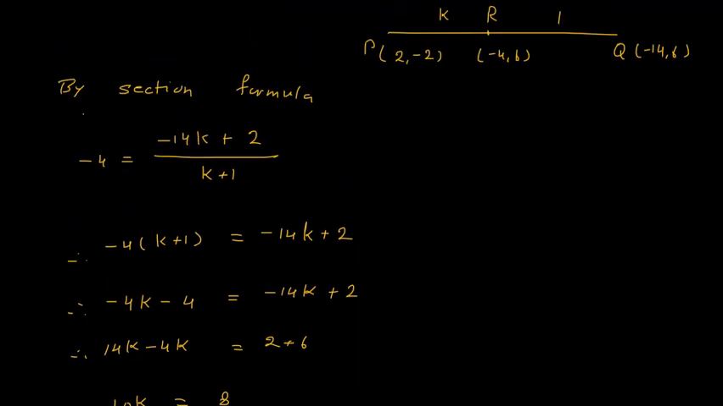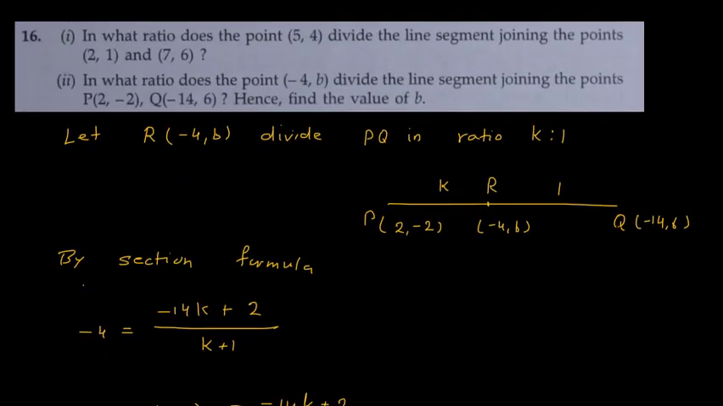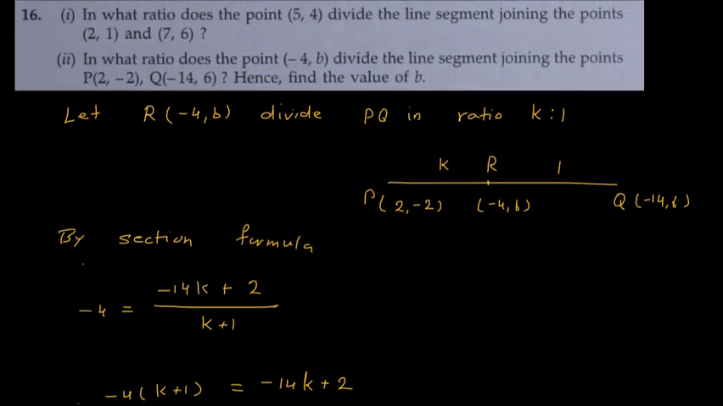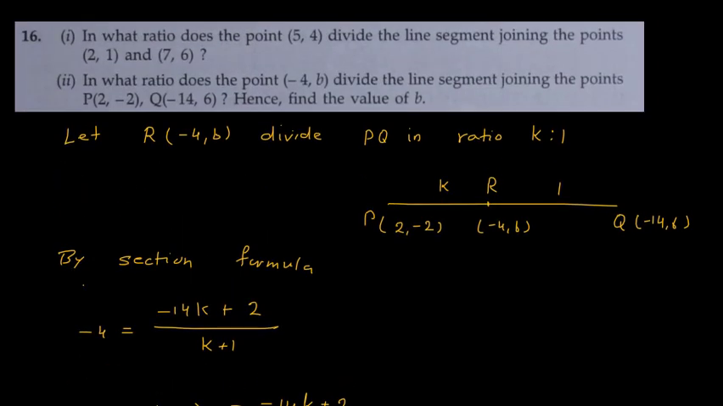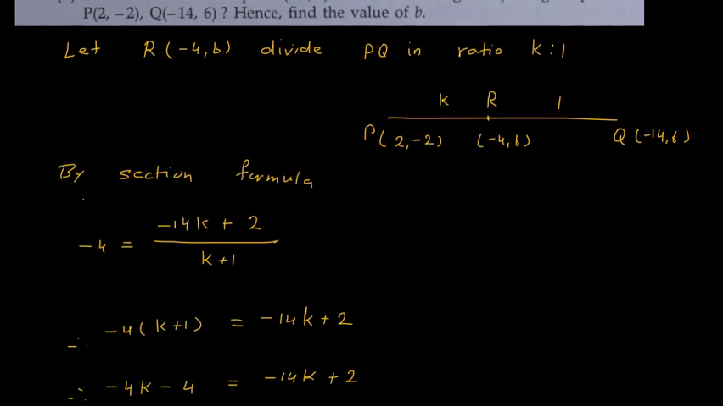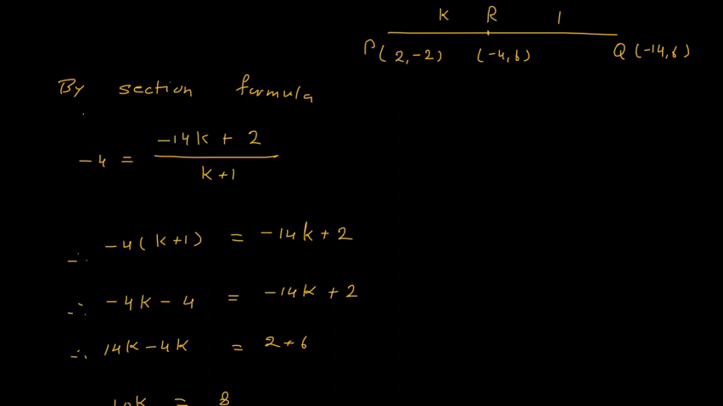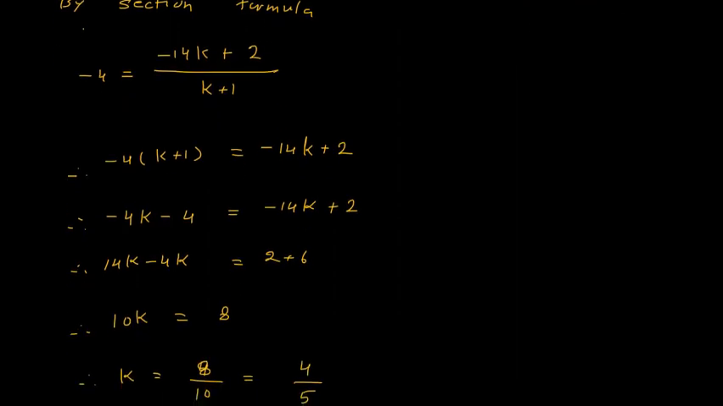Okay, last time what ratio did we get? I forgot what ratio we got. K:1. Let us check again. Minus 4 is equal to k:1. So minus 14k plus 2 into 1 is 2 divided by k plus 1. So this is minus 4 into k plus 1 is equal to minus 14k plus 2. This is minus 4k minus 4 equal to minus 14k plus 2.